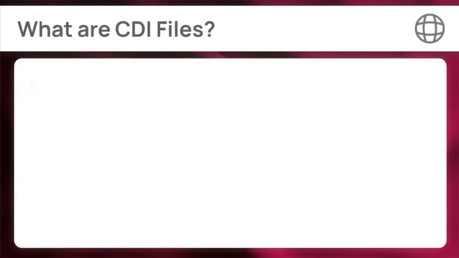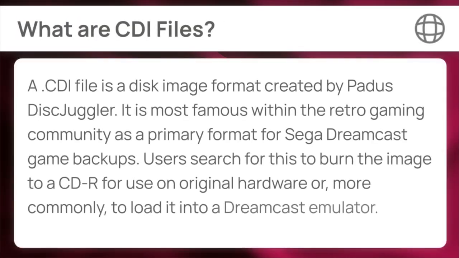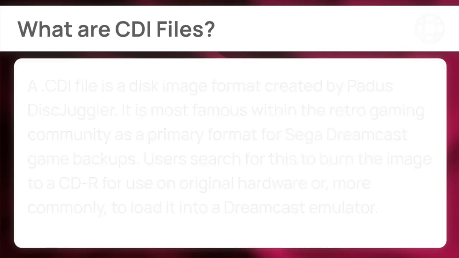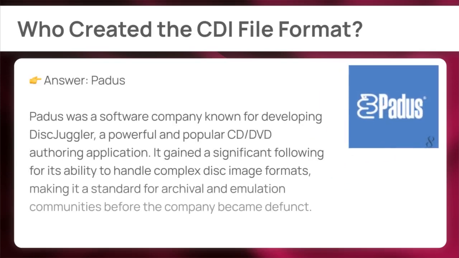A .cdi file is a disk image format created by Padus DiscJuggler. It is most famous within the retro gaming community as a primary format for Sega Dreamcast game backups. Users search for this to burn the image to a CDR for use on original hardware, or more commonly, to load it into a Dreamcast emulator.